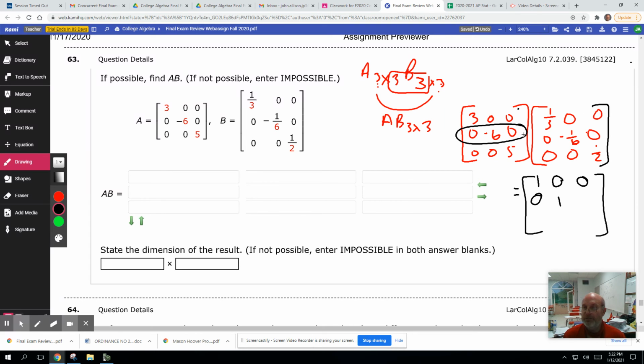Then we're going to multiply the second row times the third column. 0 times 0 equals 0. Negative 6 times 0 equals 0. And 0 times 1/2 equals 0. So again, we get a 0.